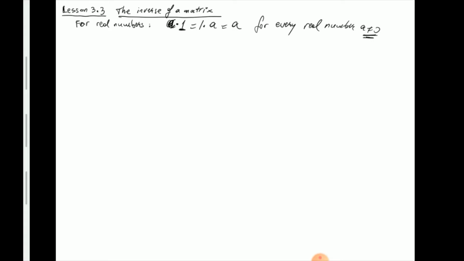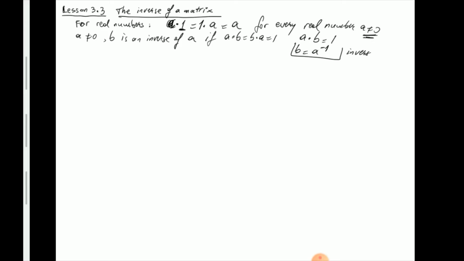So you need to know what the identity is, which in the case of real numbers is just the real number 1. And then you can say that if you have a real number a not equal to 0, b is an inverse of a, or the inverse of a because it's unique in this case, if a times b is equal to b times a is equal to 1. So when you write a times b equal 1 and you solve for b, that is why you can denote b as a inverse, a to the negative 1, which is read sometimes as the inverse of a. So that's basically the connection with real numbers.